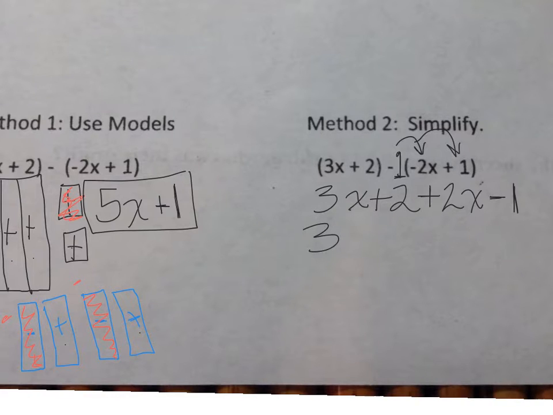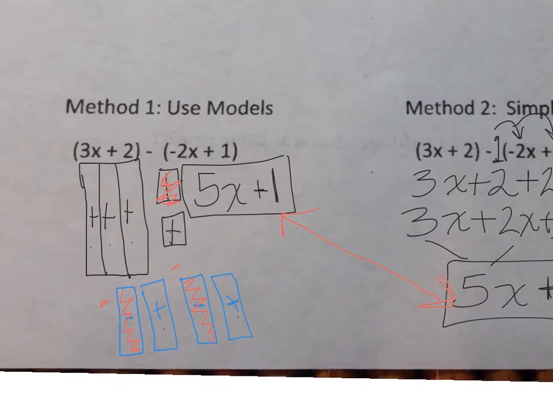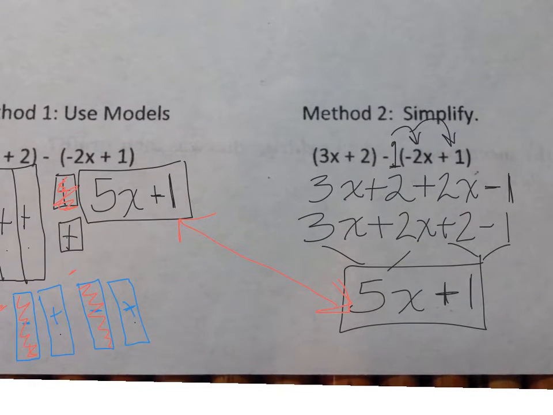So now let's move our terms next to each other. I have a 3x plus a 2x, a positive 2, and a negative 1. So 3x and a 2x give me 5x. And then a positive 2 and a negative 1 give me a positive 1. So again, look at my results. I got 5x plus 1 for both of them. Again, just 2 different ways of solving. One is more visual and one is algebraic. Go ahead and pause the tape to write down anything else you need to write down.